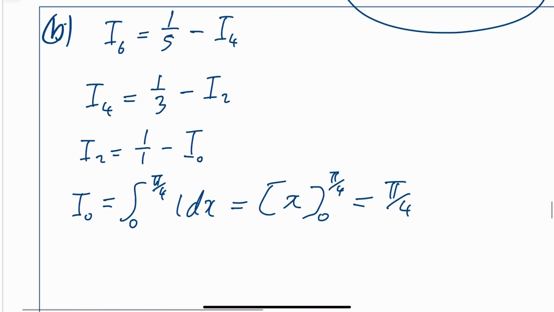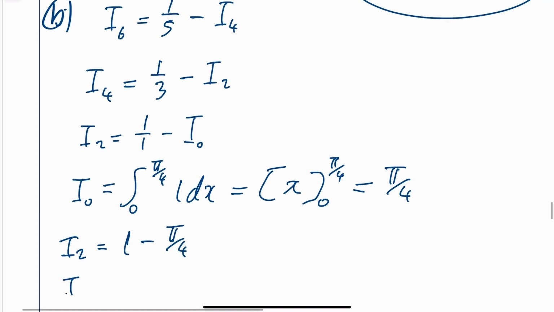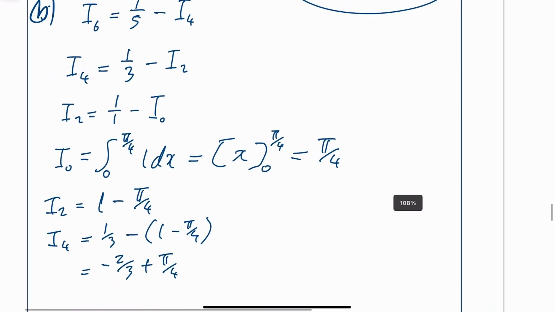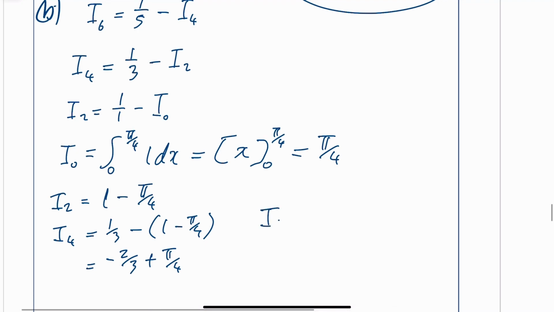We'll say then that means our I2 is equal to 1 minus pi over 4. Your I4 is a third minus 1 minus pi over 4. And we'll just work that out. I got some mistake I made in the last one, it made it a wee bit awkward. That's going to be minus 2/3, then plus pi over 4. And then our last thing, just to keep that on the screen so we can see it, I6 then is equal to 1 over 5 minus 2/3 plus pi over 4.